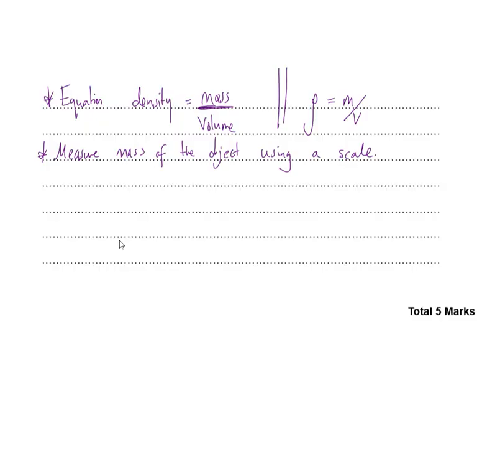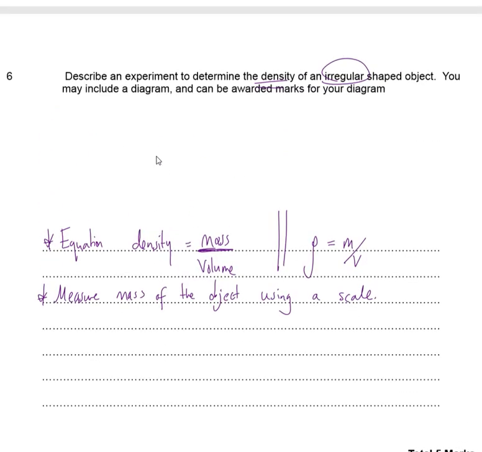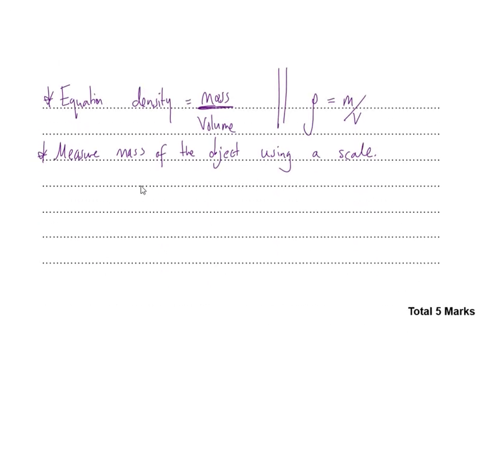Now the next point is, what are we doing to get the values in the equation? So how do we describe an experiment? What are we doing experimentally? To measure the mass of the object, we need a scale, or we can also say a balance. Good. So we use this to get the mass. Done. Now, what is the next thing we need? The next thing we need is the volume.